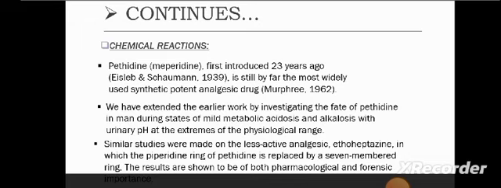Similar studies were made on the less active analgesic ethoheptazine. It is an opioid analgesic of the phenylazepane family. It is basically a ring-expanded analog of pethidine, in which the piperidine ring of pethidine is replaced by a 7-member ring. The results are shown to be of both pharmacological and forensic importance.